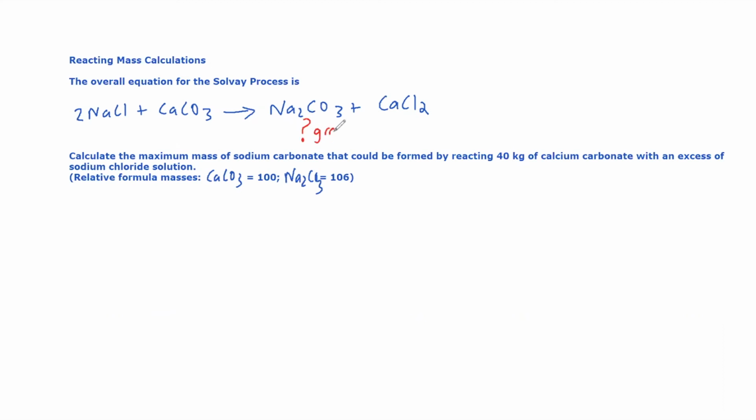So as before, we're trying to work out this time sodium carbonate in grams, because they want the answer in grams. Oh, no, it's not grams. If you look at the number they've given you, it's kilograms. So I want the answer in kilograms, so you don't need to convert it to grams. And I start off with 40 kilograms of calcium carbonate and I do my connecting arrow.